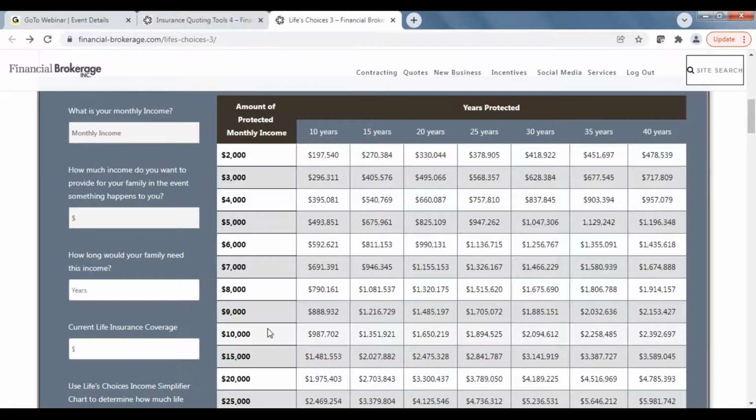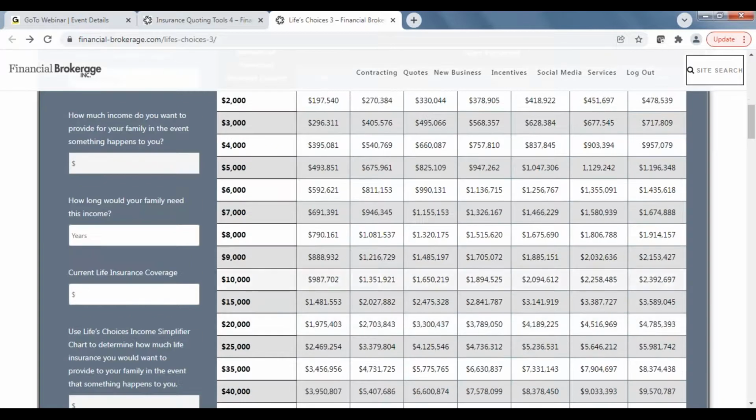So, maybe they need $10,000 a month protected until their young children are out of the house. So they might say they need that for 20 years, or maybe it's 15 years, depending on the age of the children. Maybe it's 30 years until they retire, and you can find the numbers right here. So that's some very easy math.